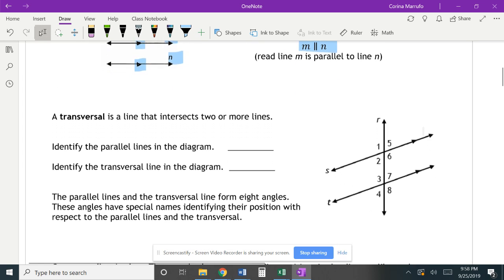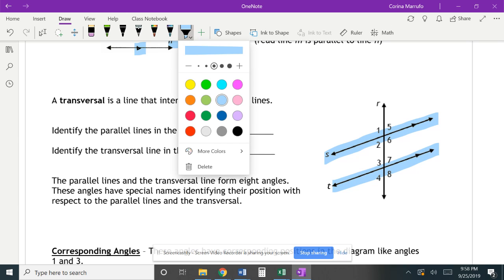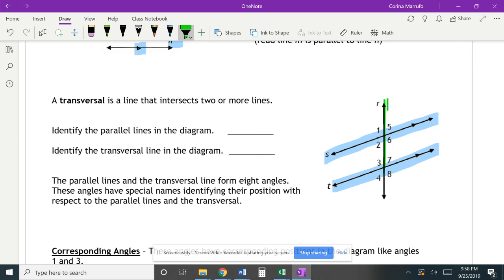So then a transversal is a line that intersects two or more parallel lines. So these are parallel lines. And then this line here is called a transversal. So your transversal is what cuts the parallel lines right here.